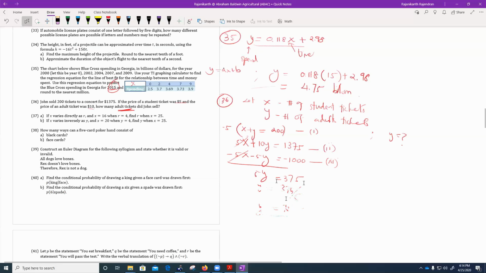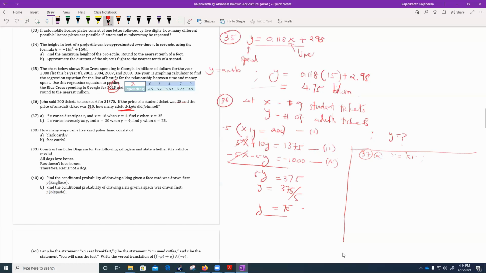Okay, let me do question number 37 somewhere here. Part A. If x varies directly as r, right? That means this is a direct proportion problem. So x varies directly means you could write the equation x equals kr, right? So the given information is what? X is 16 when r is 4. Find r when x is 25.